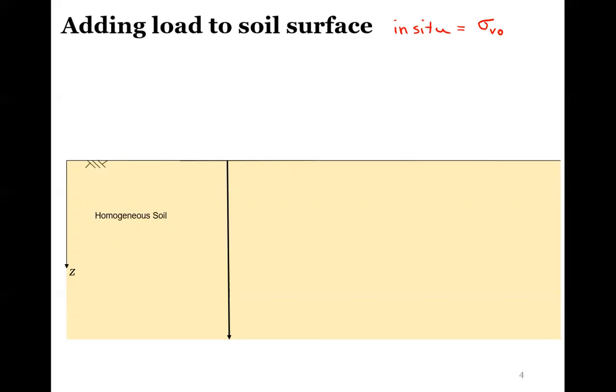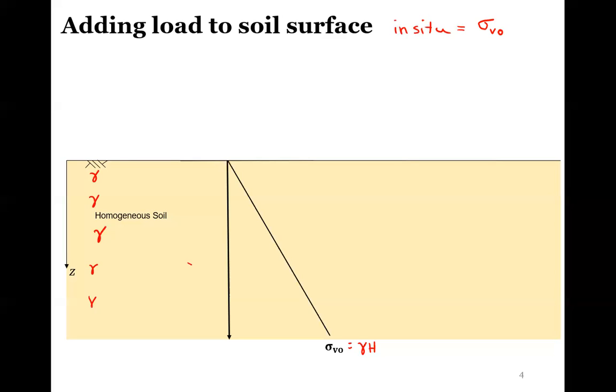And what we've seen is that if this is a homogeneous soil, which means the unit weight is consistent through the entire thing, at all depths the unit weight is the same, then this in situ stress will just increase vertically, as a line. So this in situ vertical stress would just be the unit weight times the H, at whatever depth we care about.